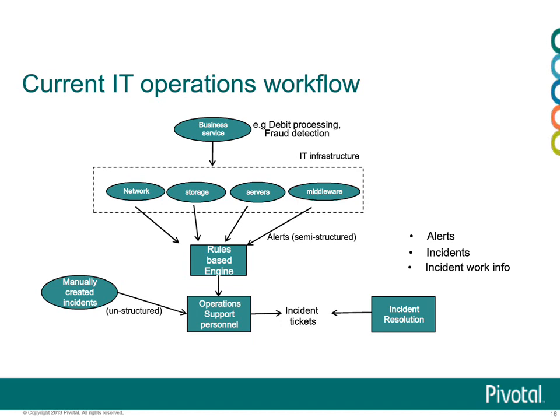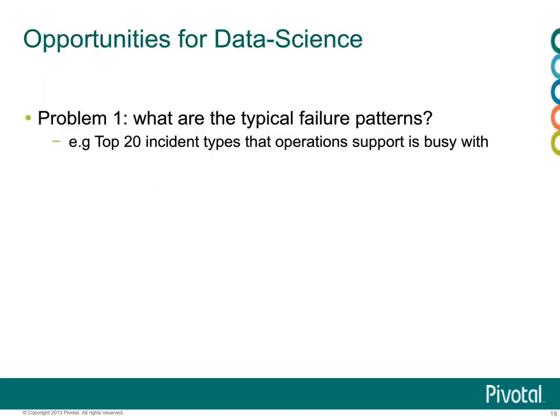Given all this data, there are multiple opportunities for data science here to help improve the IT operations. The first problem we could be looking at is what are the typical failure patterns in the IT infrastructure. Basically, you're interested in the top 20 incidents that keep the operation support busy, so they can look at these top 20 issues and try to fix them and then keep improving their operations.